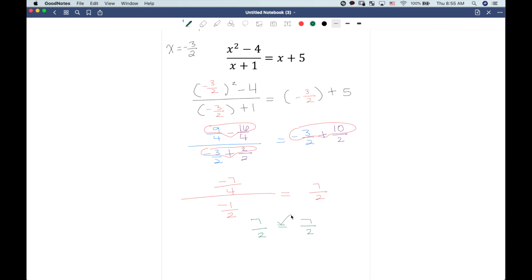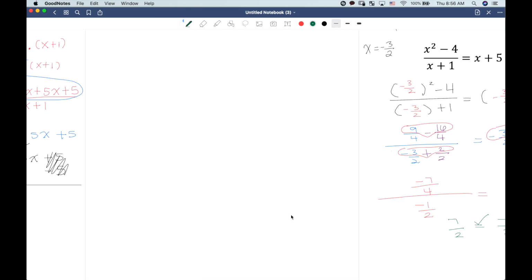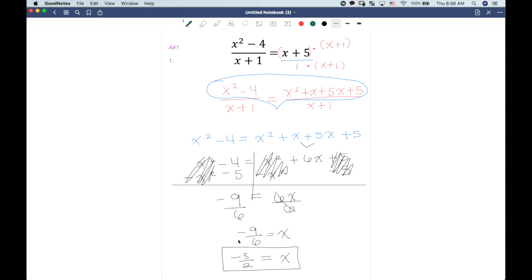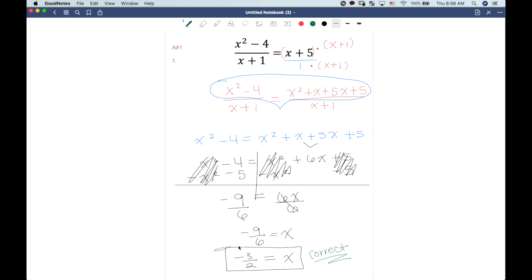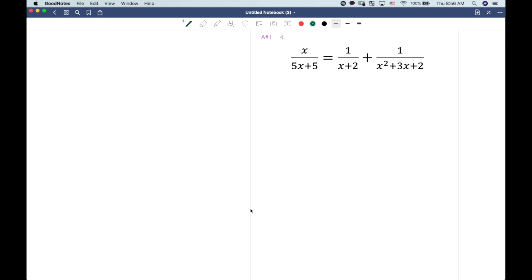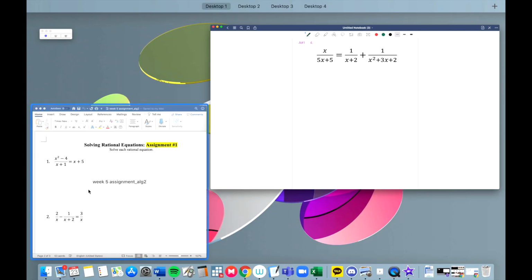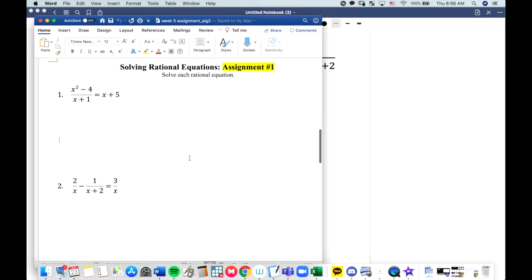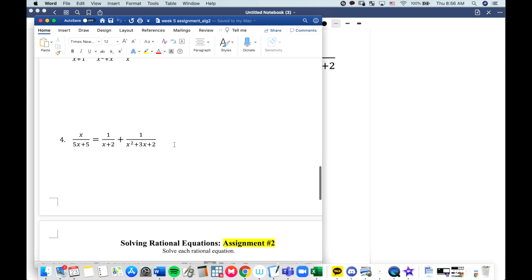So now that our final statement or result is true, what that means is that the solution that we solved for is correct. Right? This is the right solution to this problem. Okay, I hope that helped. Let's move on to another one. I'm looking at number 4 on assignment number 1. So this one right here.